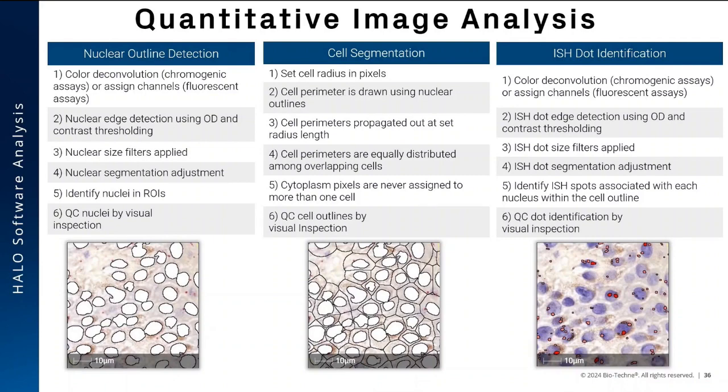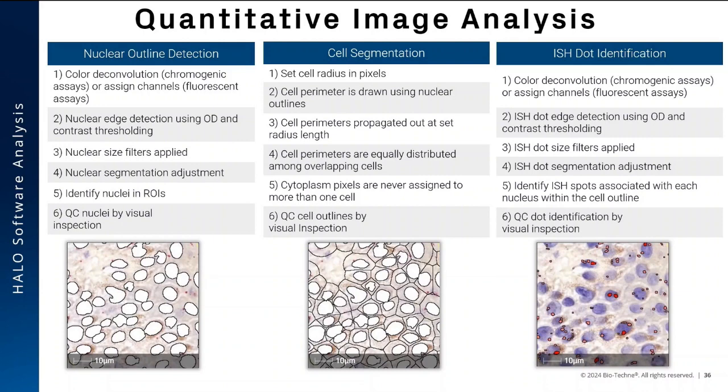It uses the same criteria as the nuclear outline detection, that is the color deconvolution. We QC for oversensitivity or undersensitivity. Once all settings are in place, we test again to make sure we are picking up the nuclei, the cells, and the dot signal accurately.